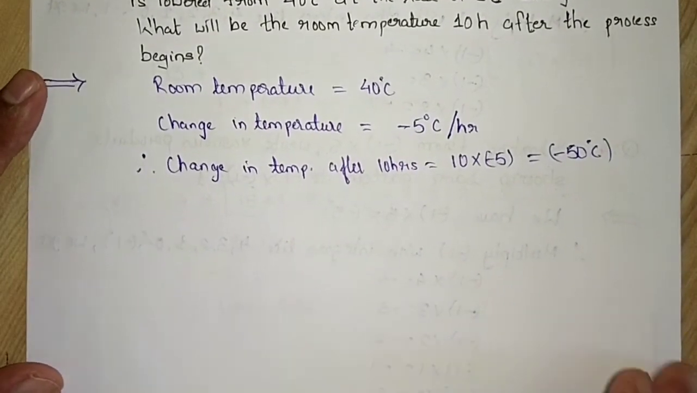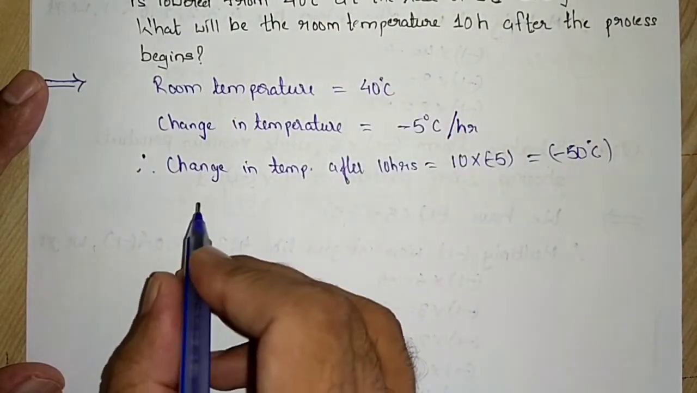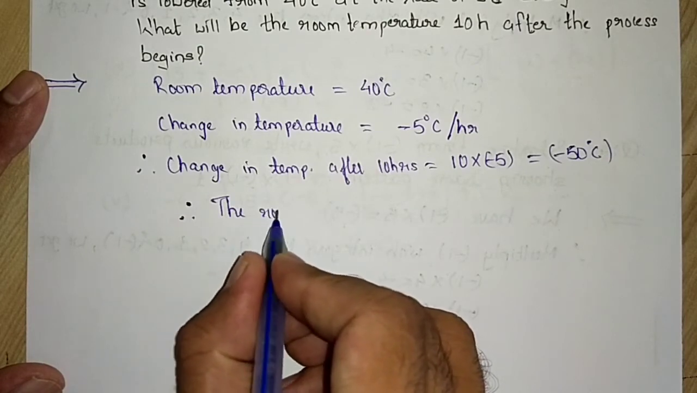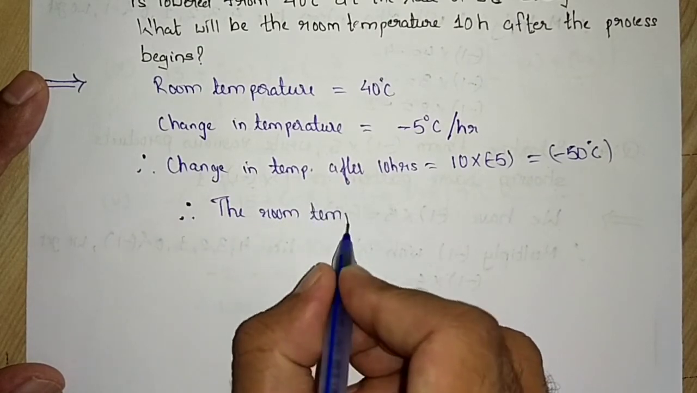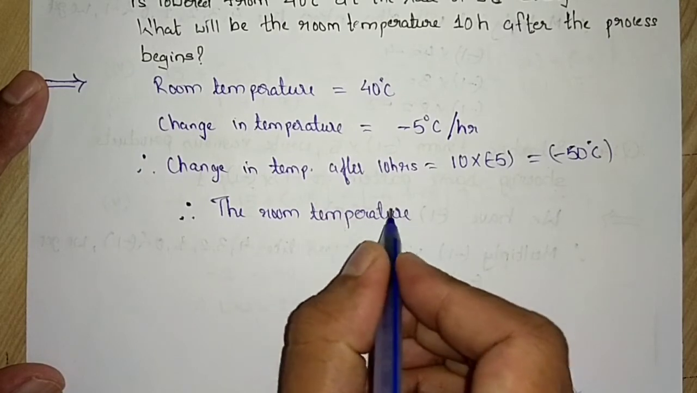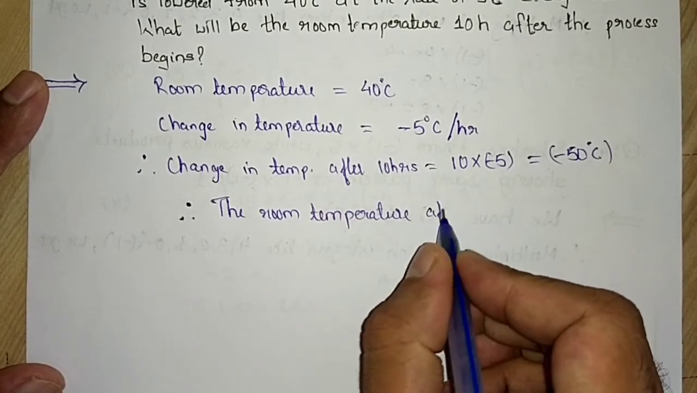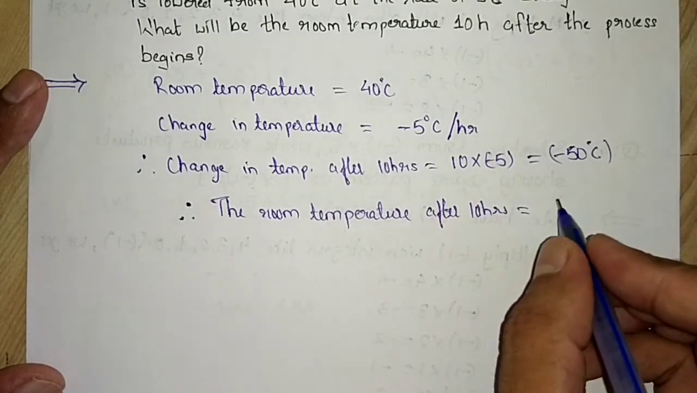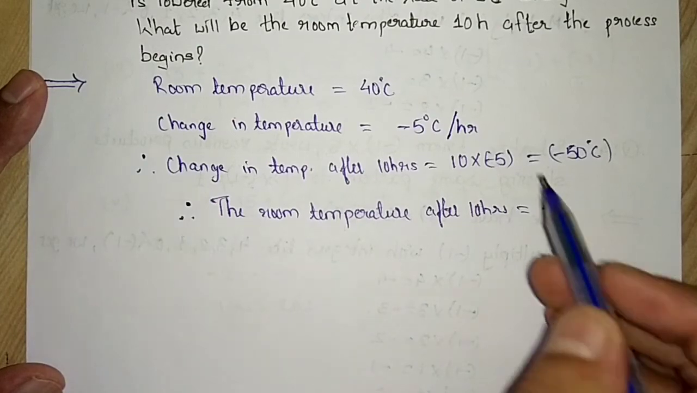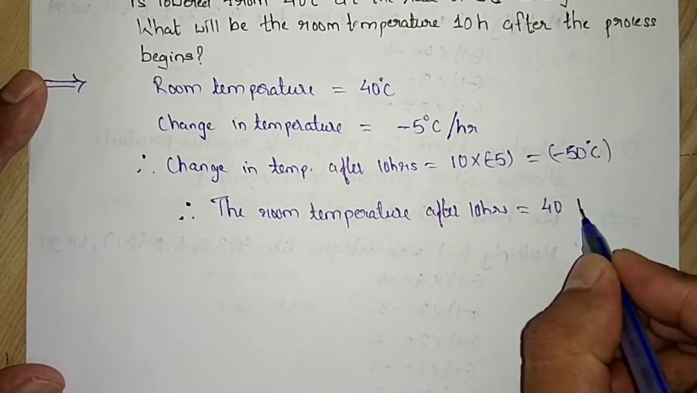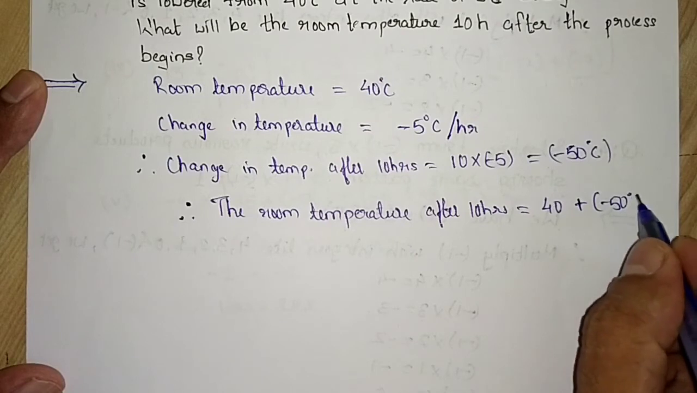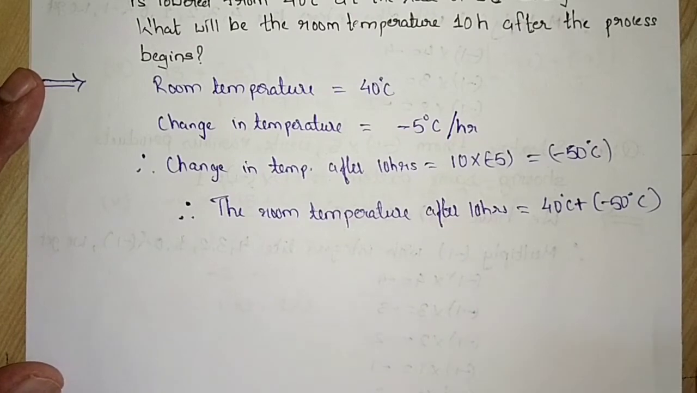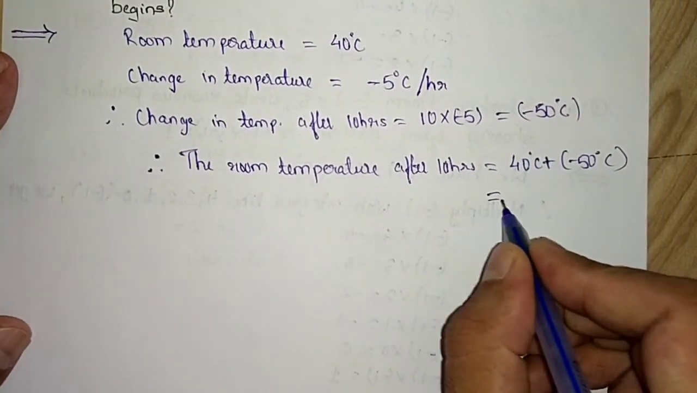Now they asked us what will be the room temperature. Therefore, I will write, the room temperature after 10 hours is equal to, it was 40, and since we have taken minus before, I will write plus minus 50 degrees Celsius. It was 40 degrees Celsius, and then we add minus 50 degrees Celsius.